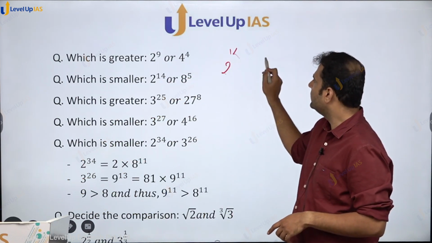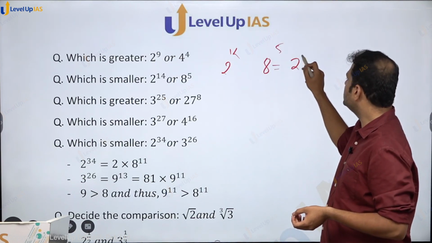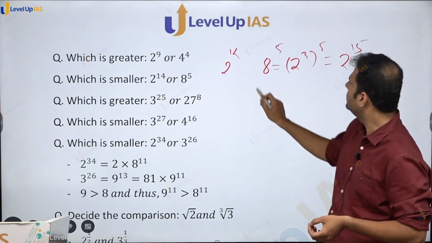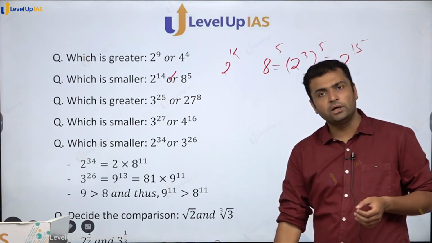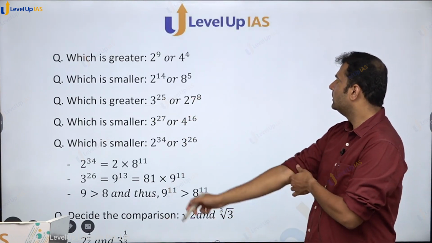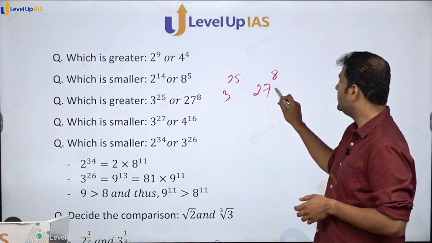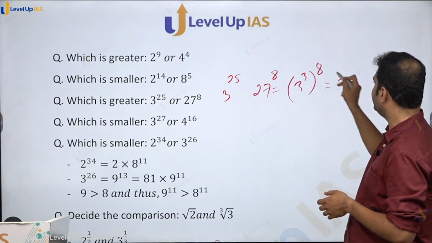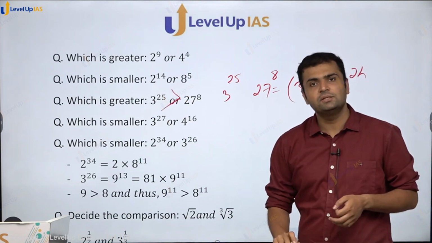Next, 2 raised to 14, 8 raised to 5. 8 is 2 cubed. 8 is 2 cubed raised to 5, which is 2 raised to 5 threes are 15. So 2 raised to 15 and 2 raised to 14, clearly 2 raised to 15 is bigger. Next, now the powers of 3: 3 raised to 25, 27 raised to 8. 27 is 3 cubed. This is 3 cubed raised to 8, which is 3 raised to 8 threes are 24. 3 raised to 24, 3 raised to 25, 3 raised to 25 is bigger.